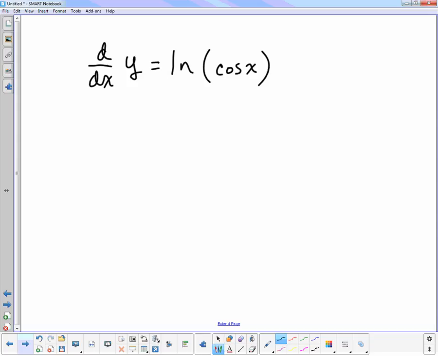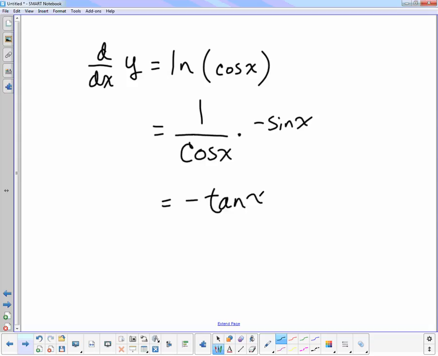What is it? Negative tangent, right. Because the derivative becomes 1 over cosine times negative sine. Negative tangent. Okay? The derivative of sine is cosine. The derivative of cosine is negative sine.